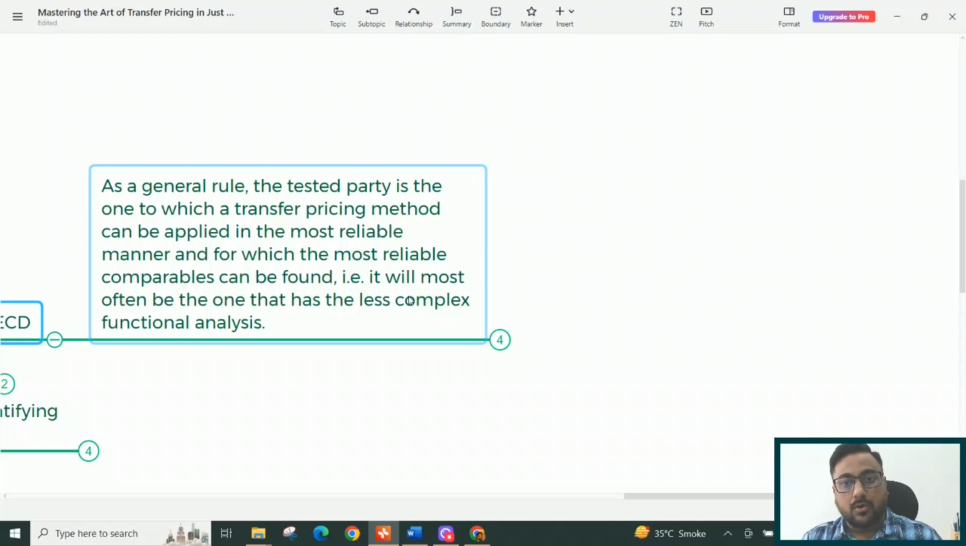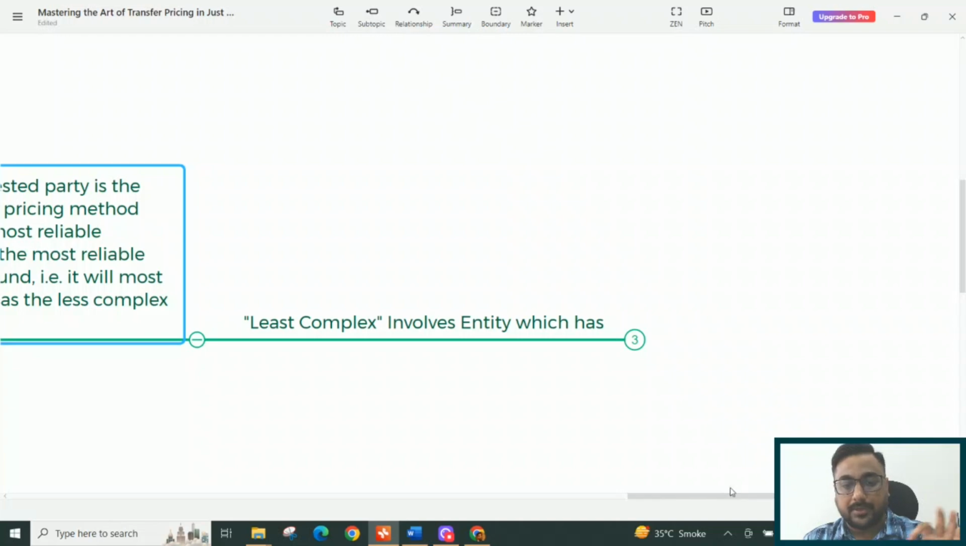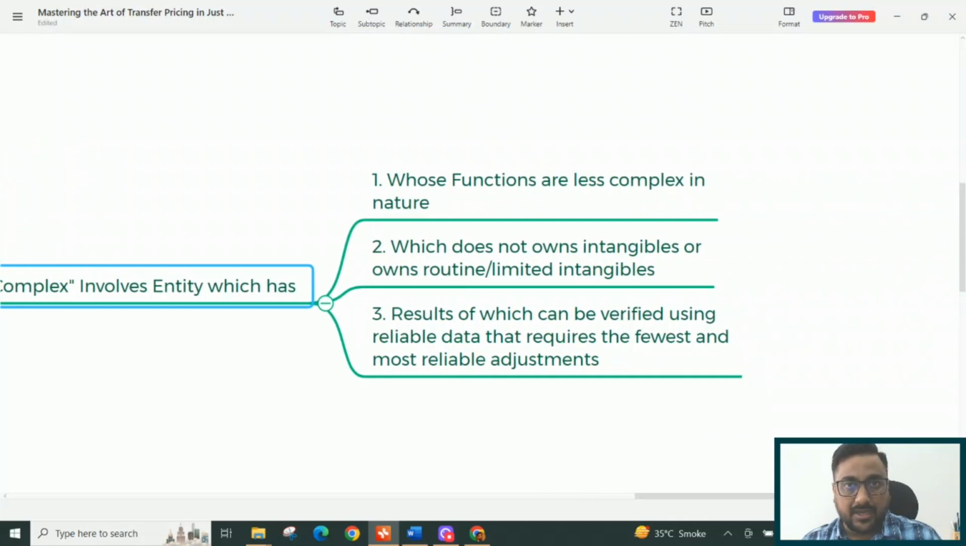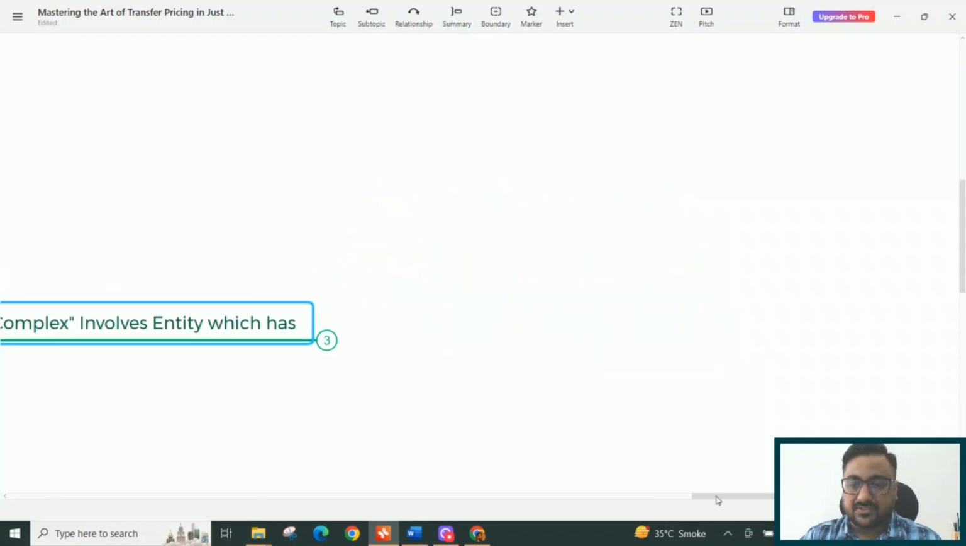I hope that clarifies. We'll also go ahead to understand the meaning of the least complex. So guys, the least complex involves an entity whose functions are less complex in nature, that we understood. Second is which does not own intangibles or owns routine or limited intangibles. So when there's a service transaction, you can understand which entity uses less intangibles compared to the entity which uses higher intangibles, or which is involved in developing the higher intangibles, or which owns a higher amount of intangibles. So the second scenario could be applicable in those cases, and the third is results of which can be verified using reliable data that requires the fewest and most reliable adjustments. So, a practical thing, right, where you can rely on the results of third parties to benchmark the transaction undertaken by the tested party with its AE, right? In such scenarios, you can use the tested party. I hope this clarifies.